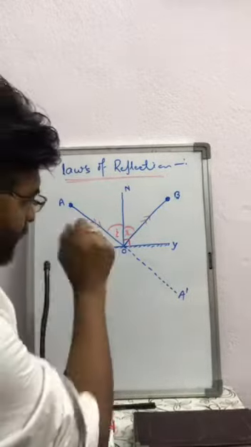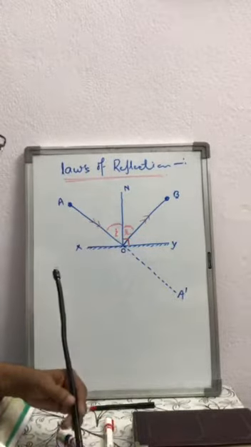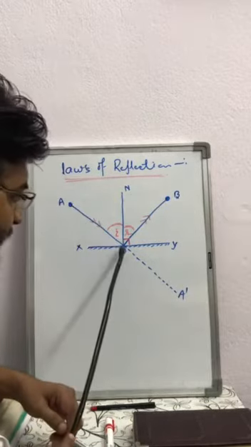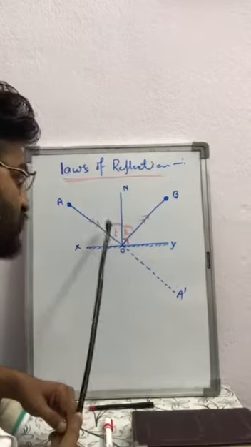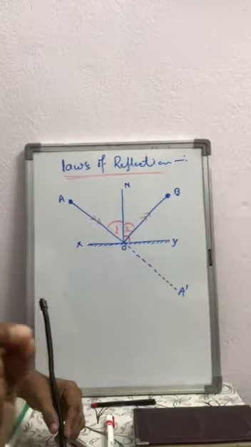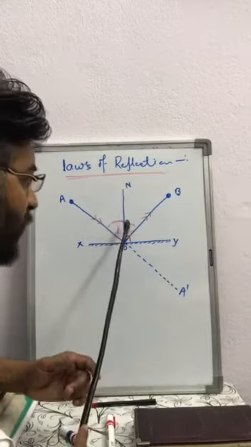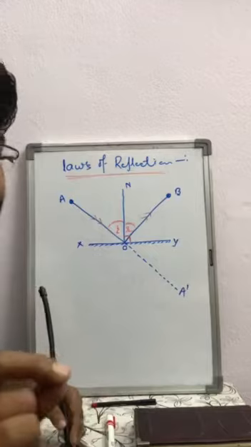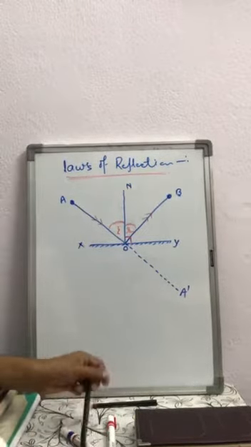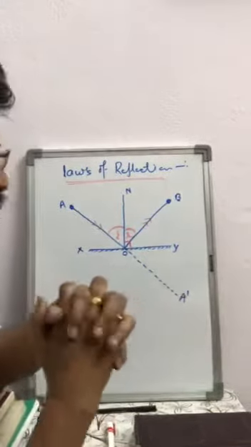Now, we have i. i is the angle of incidence. The angle between the incident ray and the normal is known as the angle of incidence. That is represented by a small i. And the angle between the reflected ray and the normal is called the angle of reflection, denoted by small r. Clear? Now, according to the first law, it's very simple.